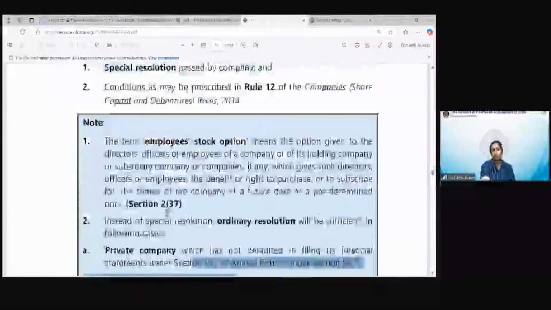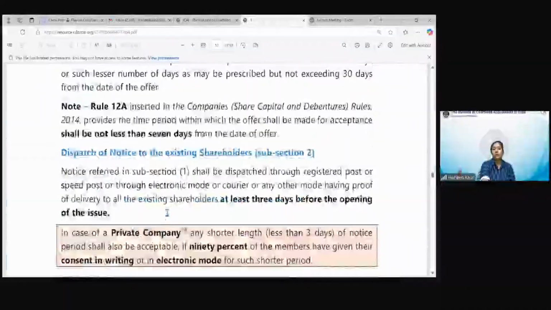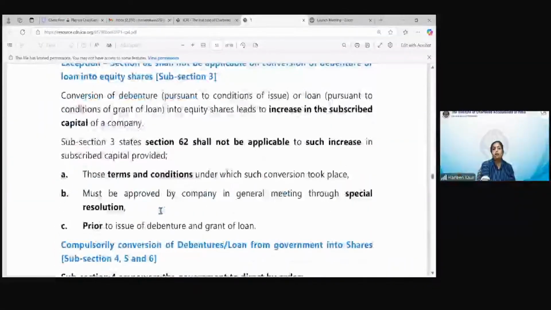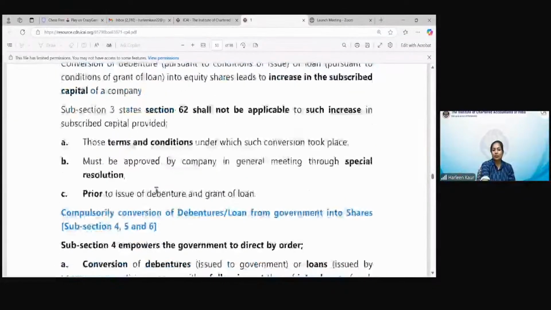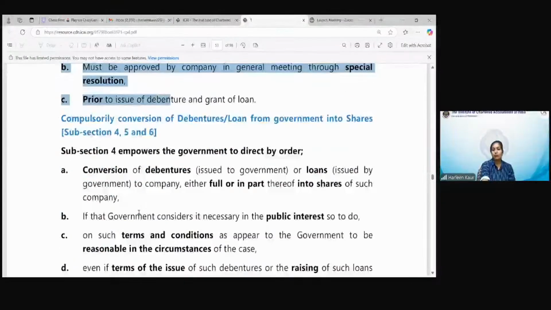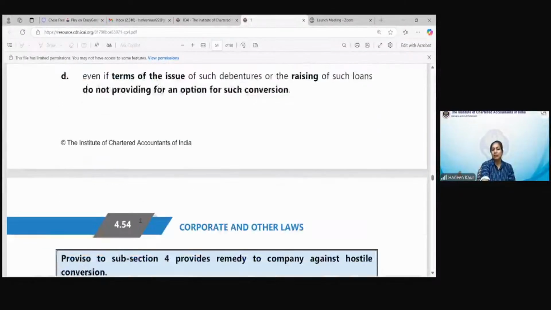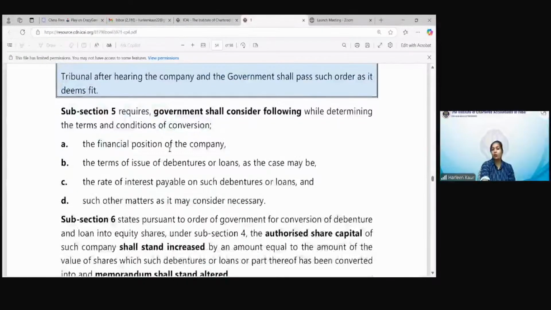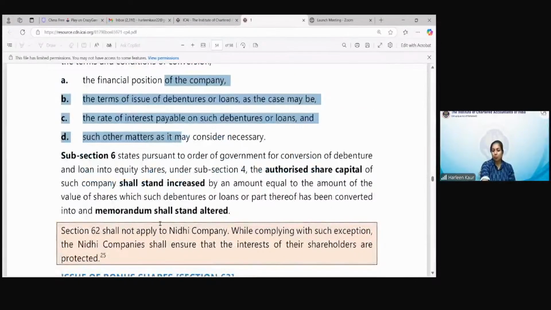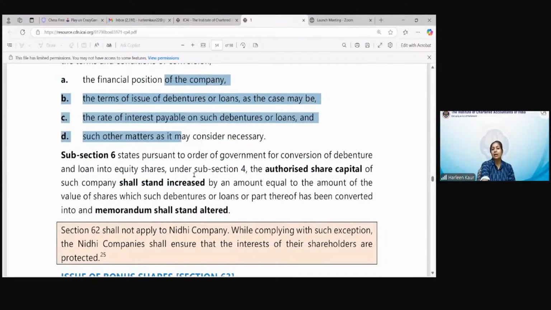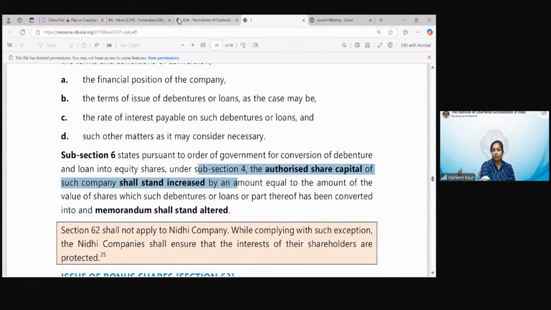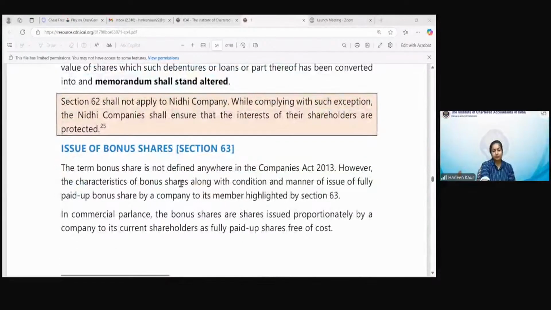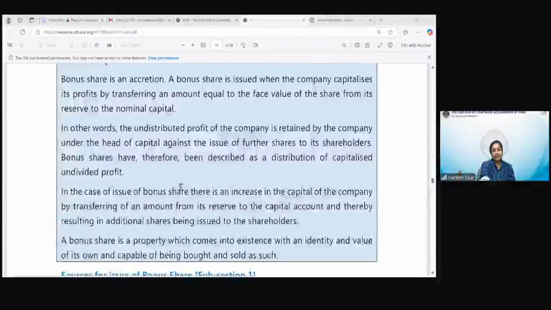The large information was related to rights issue. Then we have also discussed the conversion. Conversion can be done into equity shares. First, these points you have to remember. And this is specifically related to government compulsory conversion. Tribunal के पास 60 days में चले जाना है if you're not happy. Government will take care of these points if it is passing an order about the conversion. And when the conversion has been done, share capital is increased, authorized share capital increases, and alteration of memorandum will take place. Is that clear to everyone?